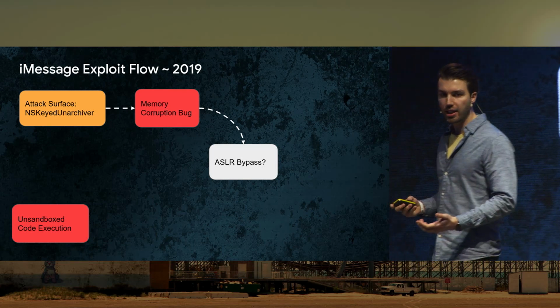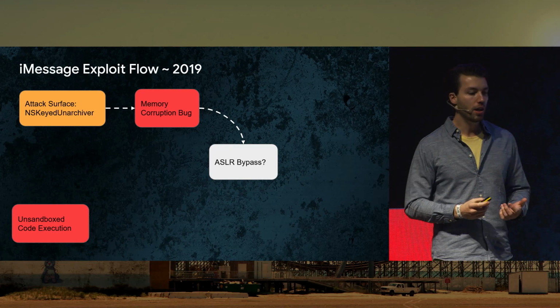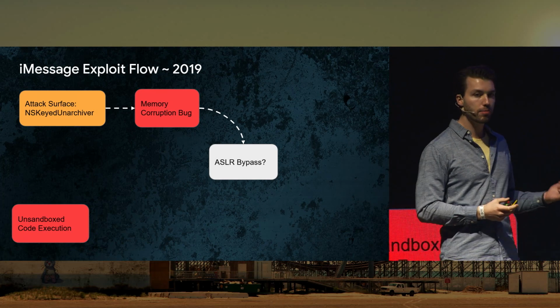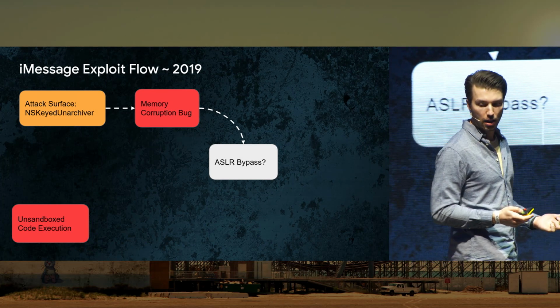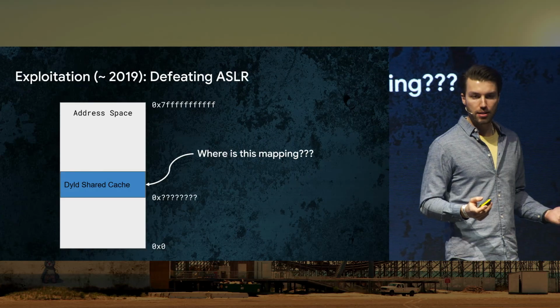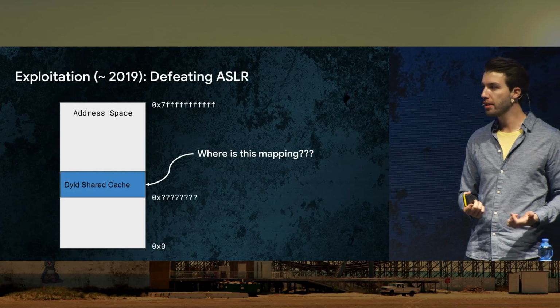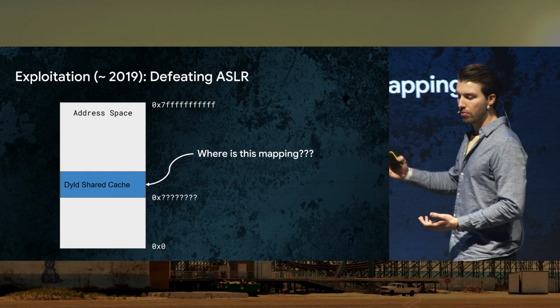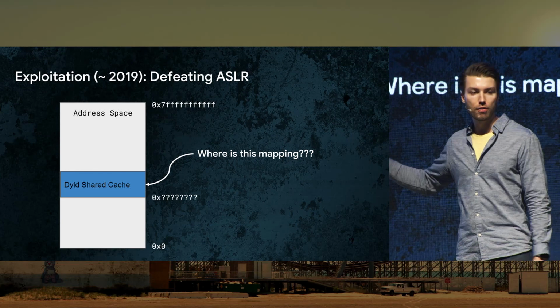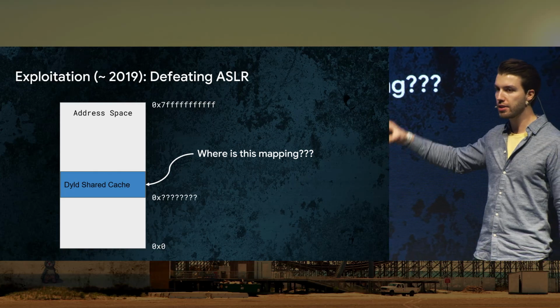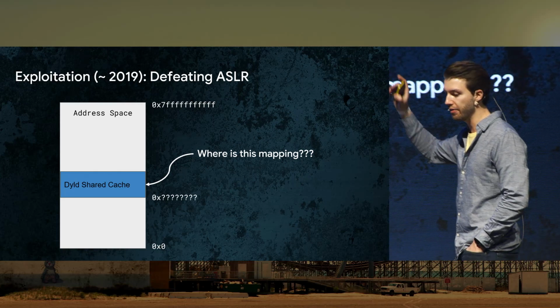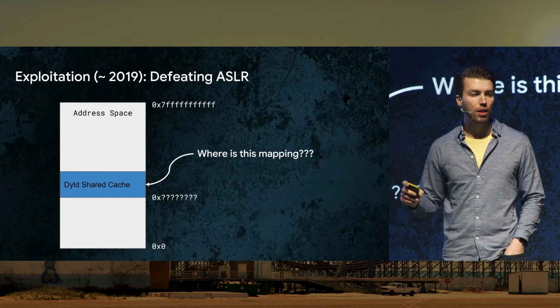So now we're in the exploitation part. And the first thing with these memory corruption bugs, the first thing we need to deal with is ASLR. What is ASLR? It's address space layout randomization. Here's a schematic of a process's address space. It can address everything from 0 to hex 7FFF, and so on.